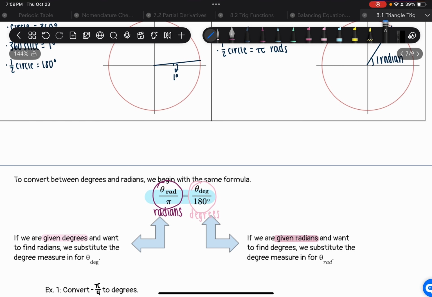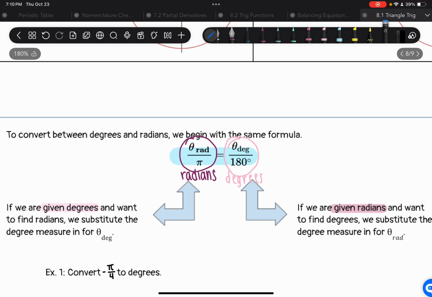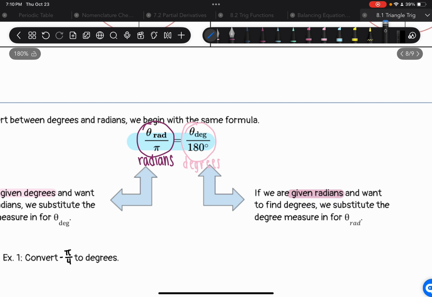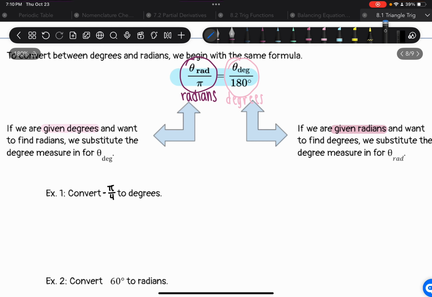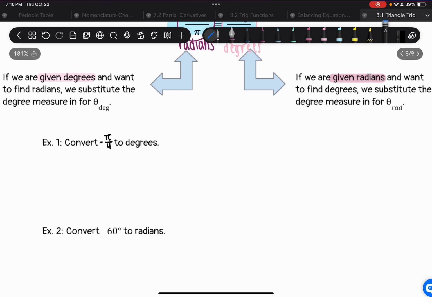So here is how we convert between radians and degrees. We start with the same formula. So we have radians over pi equals degrees over 180. And that's the formula we will be using to convert between them. So if we are given degrees and we want to convert it to radians, we substitute the degree measure in for whatever degree we have. And if we are given radians, then we would substitute the radian value in for the radian up here in our formula. So let's look at some examples.